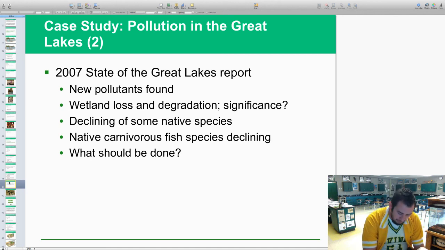And then they're still thinking about what should be done. As far as the Great Lakes go, there's a lot still being worked on. We need to restore degraded wetlands, deal with the invasive species, and clean up the contaminated lake and definitely the tributary system. It's going to cost billions of dollars, but we're going to have to do something about it.